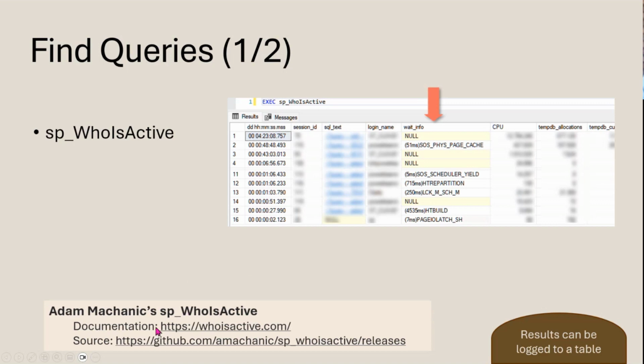sp_WhoIsActive is available on Adam Machanic's site. He's the one who built it. There's a link there to get the files from GitHub, where it's maintained. If you want to collect this sp_WhoIsActive information over time, these results can be logged to a table also.